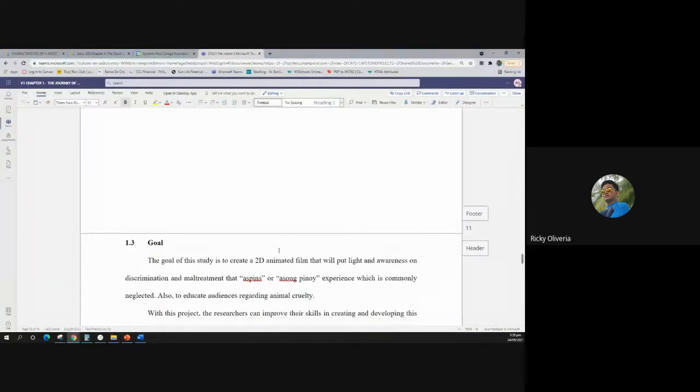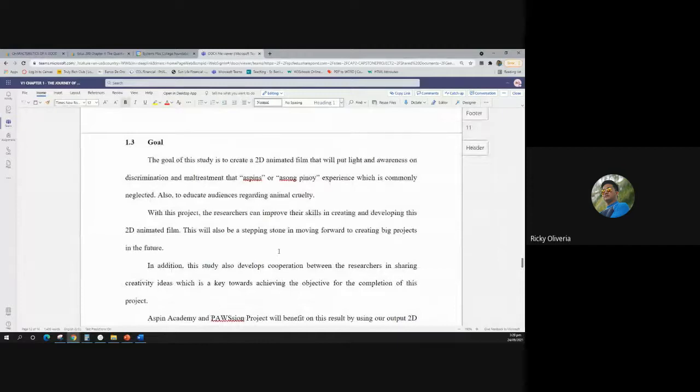Okay, tingnan natin naman yung goal nila dito. Okay? So here, stating the goal sa pagde-develop nila ng ASPIN is to create a 2D animated film that will put light and awareness on discrimination and maltreatment. Okay? That ASPIN or Asong Pinoy Experience, which is commonly neglected. So yan yung pinaka-goal niya. Okay? To put light and awareness, sabi niya.